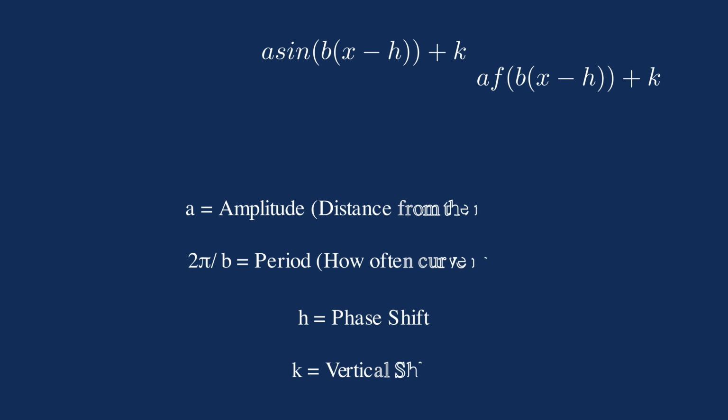A would be our amplitude, or distance to the midline. B would give our period when 2 pi is divided by it, or how often our original curve repeats itself. H would be our horizontal shift, or phase shift, and k would be our vertical shift.